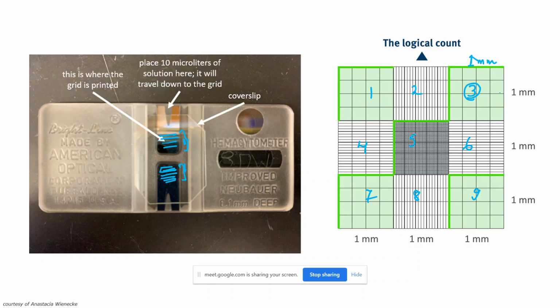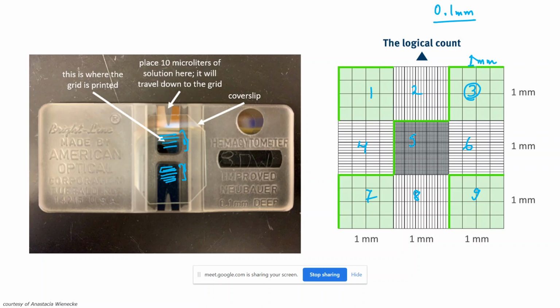So for knowing the volume, we also need to know the height. Basically the height, the distance from the cover slip to your chamber here. We have this cover slip here, which is approximately 0.1 mm. So this is how hemocytometers are made. This is predetermined, that it is 0.1 mm.